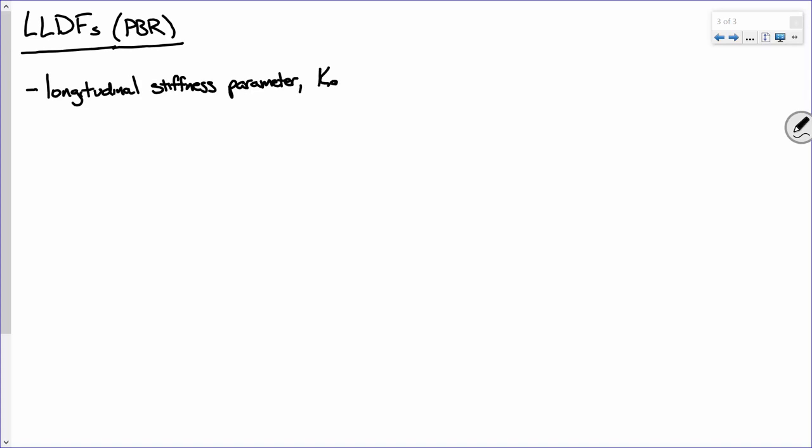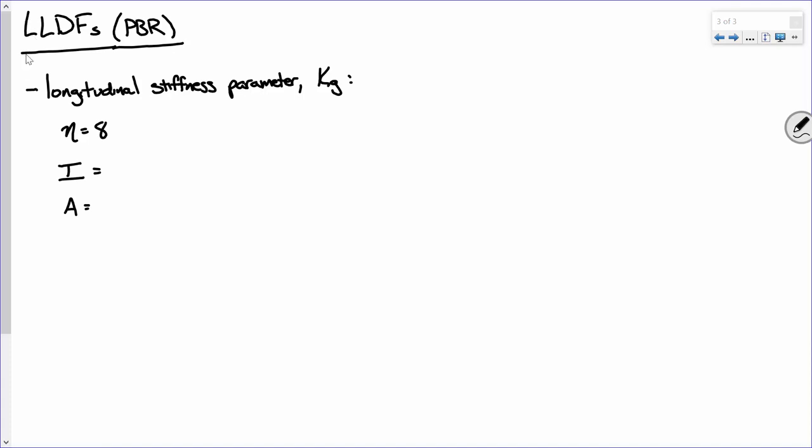Or kg. To compute our longitudinal stiffness parameter, we're going to need a few things. Number 1, our modular ratio. And what's our modular ratio? 8. There we go. We're also going to need our moment of inertia and our area. Our moment of inertia and area of what? It's the moment of inertia and area of just the steel beam by itself.